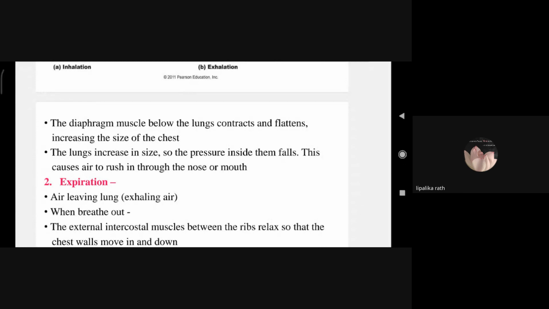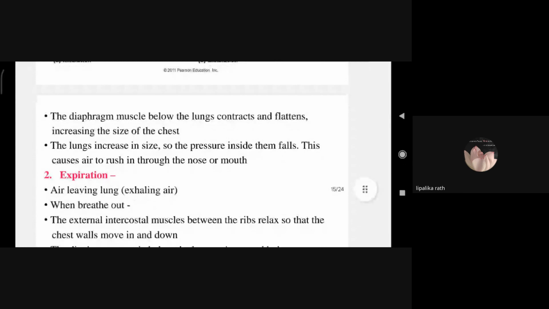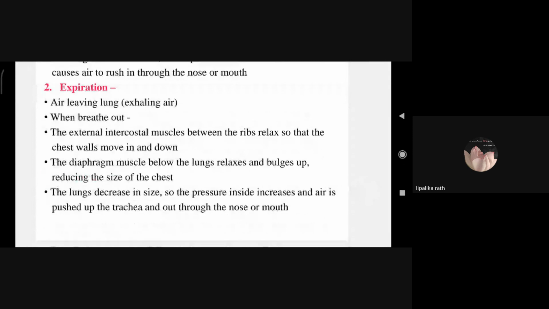Now what happens in expiration? Air leaves the lungs, exhaling the air. When we breathe out, the external intercostal muscles between the ribs relax so that the chest walls move in and down. So when you are breathing out, the external intercostal muscles are relaxing. The diaphragm muscles below the lungs relax and bulge up.